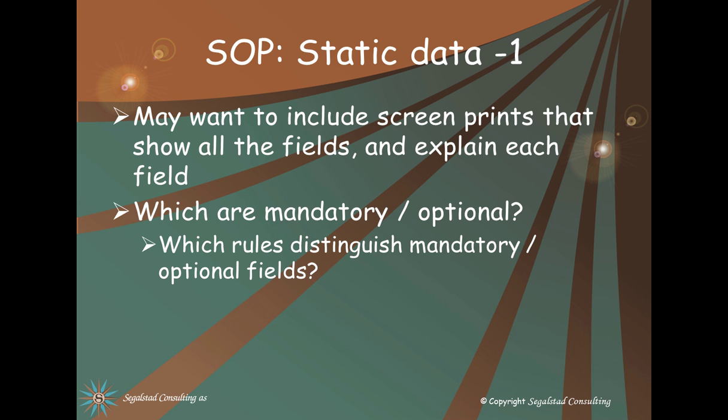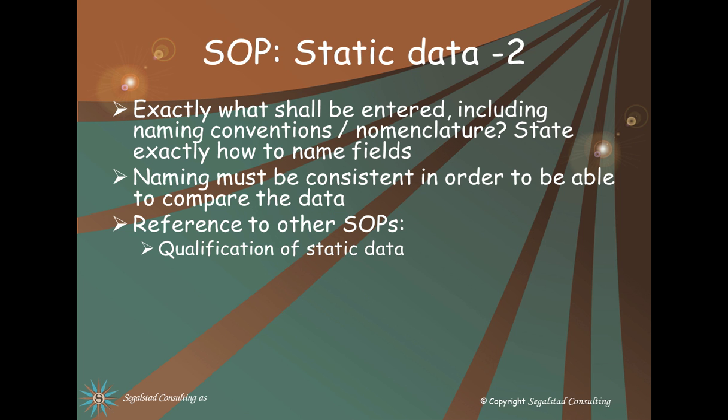The SOP for static data may want to include screen prints that show all the fields and explain each of the fields. Now, again, that might be a problem if an update of the system makes it different. But what is important is to describe which fields are mandatory and which fields are optional. Which rules distinguish between those?